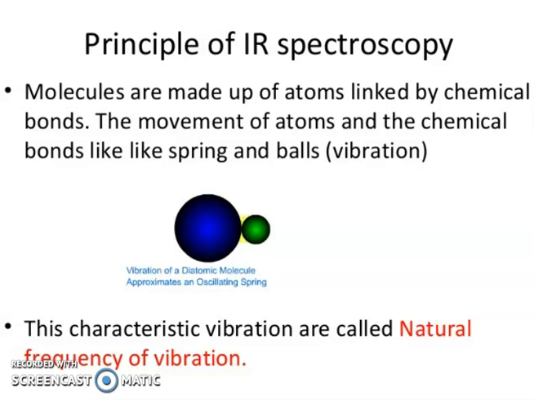Now, I will discuss the principle of IR spectroscopy. Molecules are made up of atoms linked by chemical bonds. You know that; this is very common in chemistry. The movement of atoms and the chemical bonds is like springs and balls, as you can see in this diagram. So these characteristic vibrations are called the natural frequency of vibration.